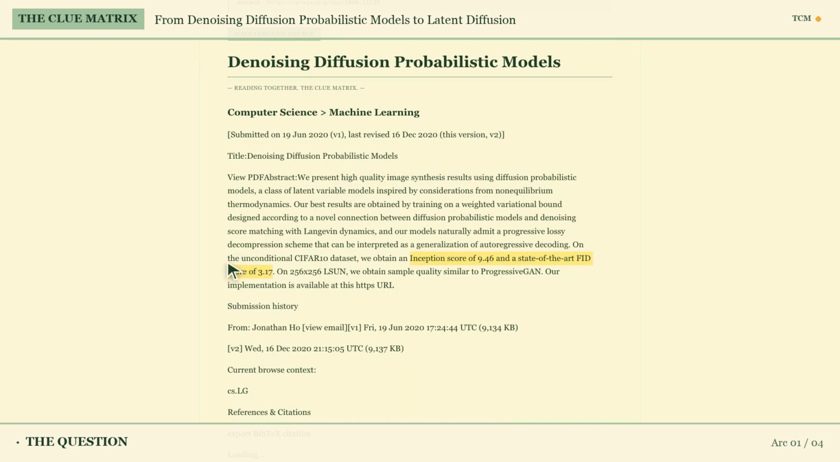Generative adversarial networks, or GANs, were dominant, but they often struggled with mode collapse and training stability. DDPMs offered a new path. These metrics, like inception score and FID, tell us how realistic and diverse the generated images are. These numbers were impressive for their time. They even claimed sample quality similar to progressive GAN, a leading GAN architecture then. This showed diffusion models could compete with the best, but with a different mechanism.